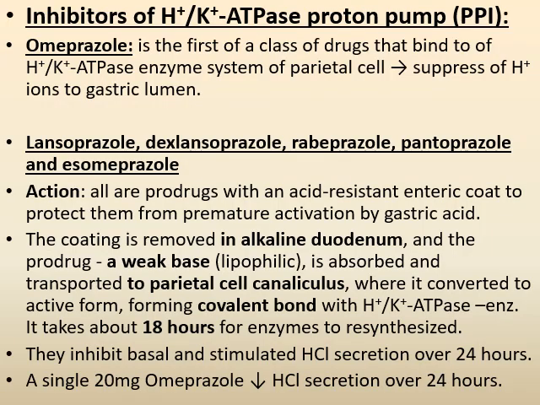We have another group of anti-secretory agents, drugs that inhibit the secretion of acid. They are called the proton pump inhibitors, or hydrogen potassium ATPase inhibitors. The prototype is omeprazole. Also we have lansoprazole, dexlansoprazole, rabeprazole, pantoprazole, and esomeprazole.